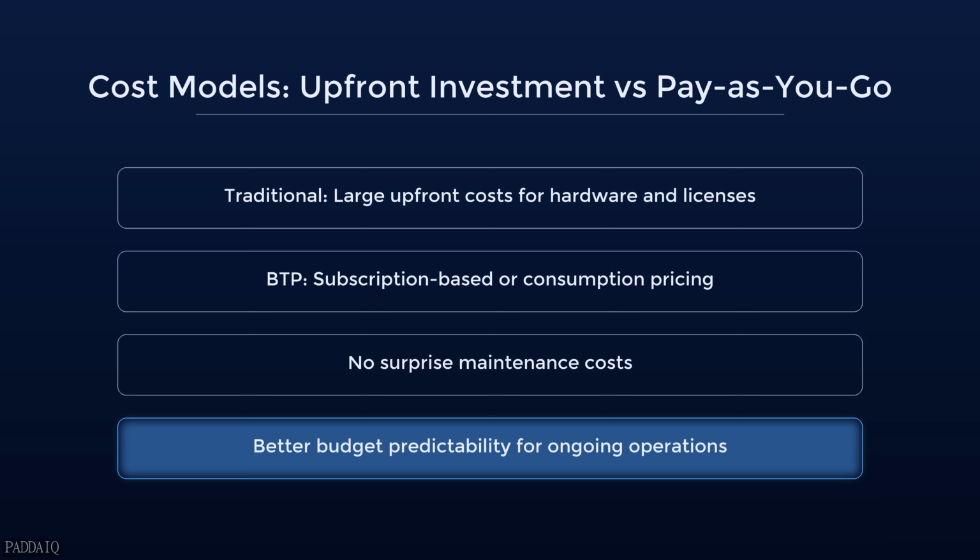Better budget predictability for ongoing operations. This means you can accurately forecast your monthly cloud expenses rather than facing surprise bills. For example, a retail company knows their e-commerce platform will consistently cost $2,000 monthly during non-peak seasons. This financial clarity allows for stable and reliable operational planning.